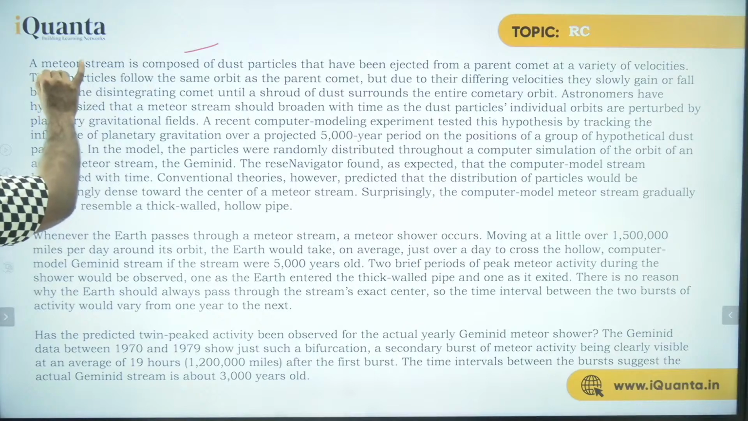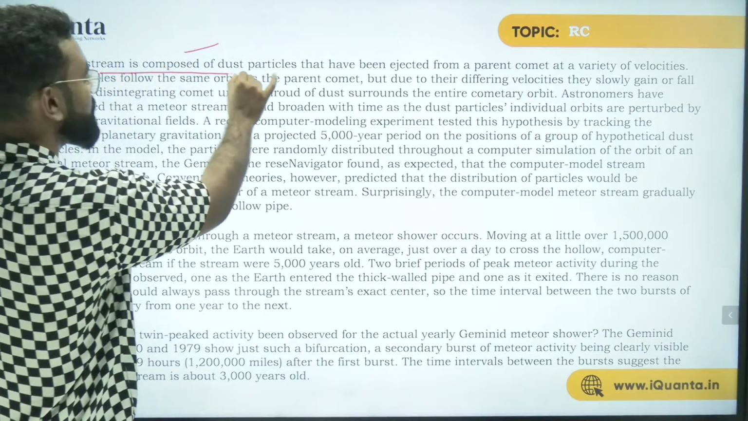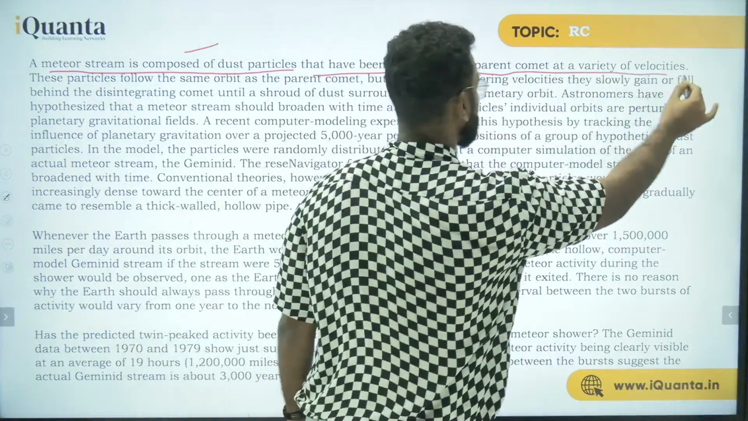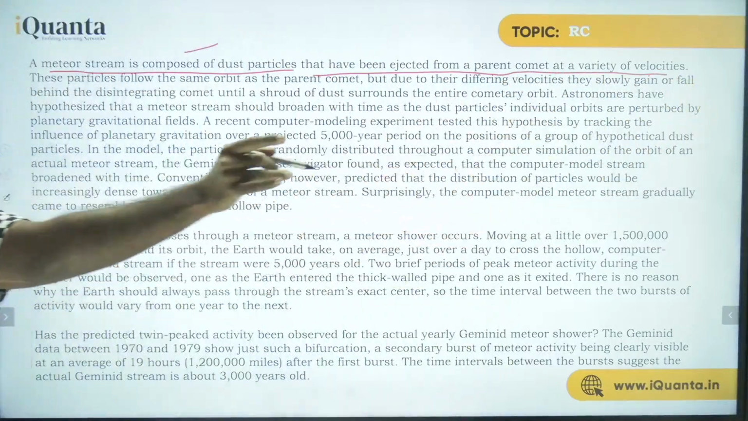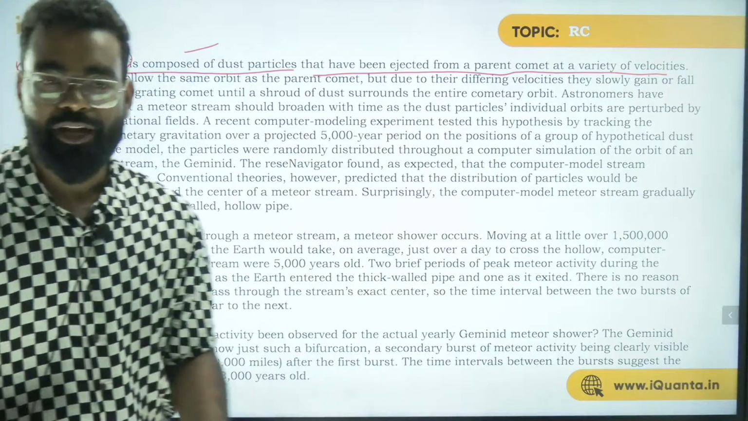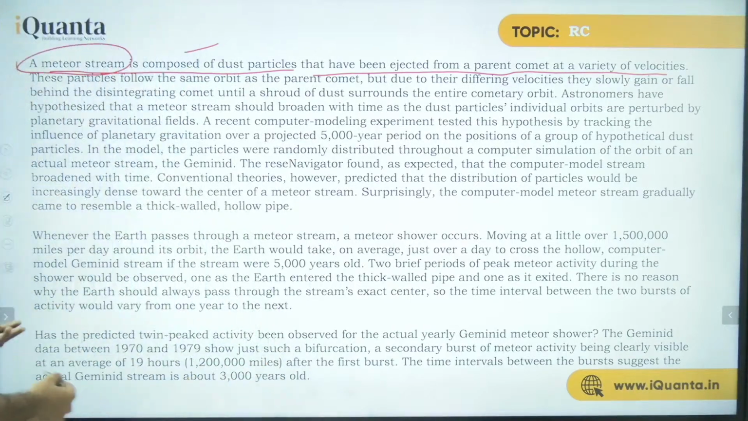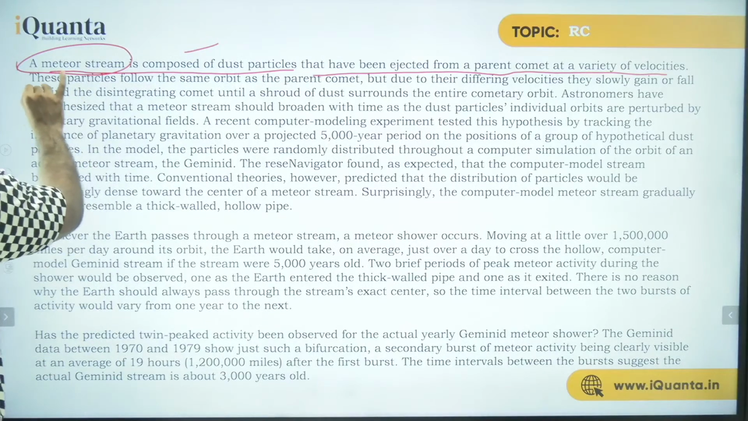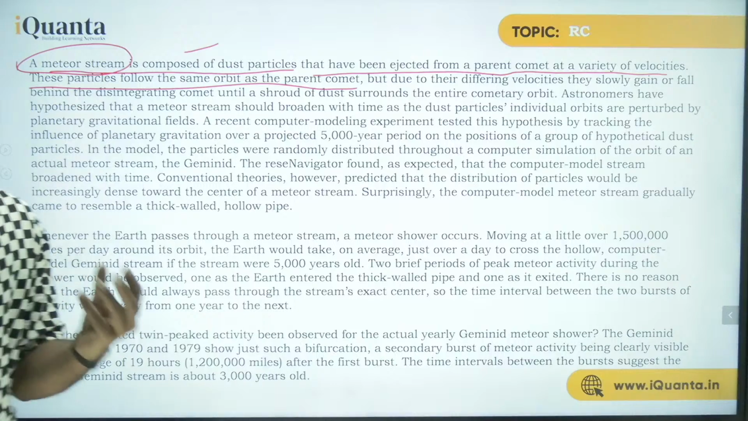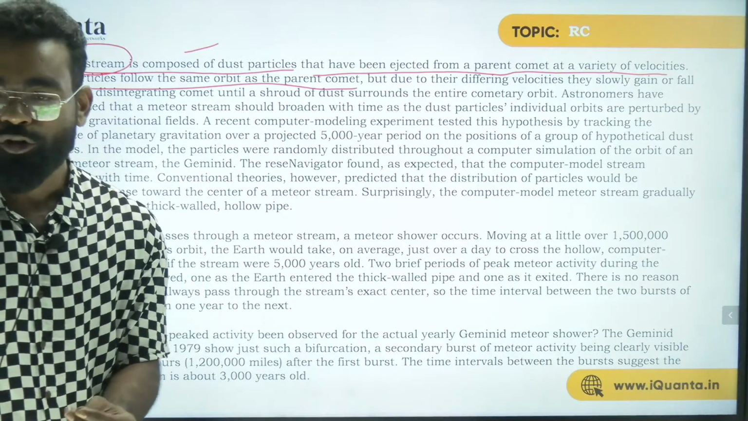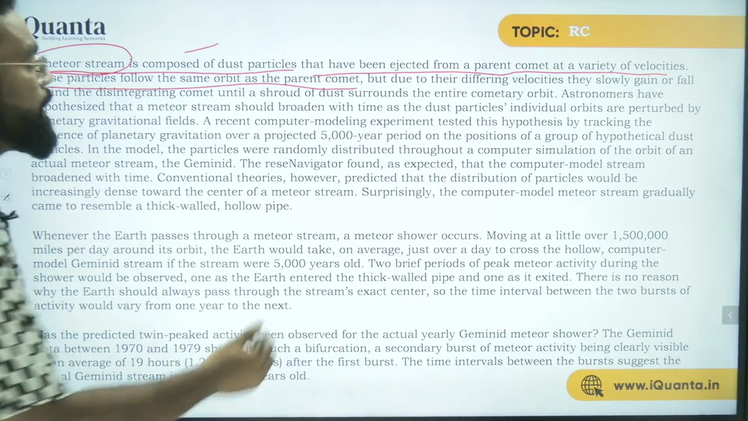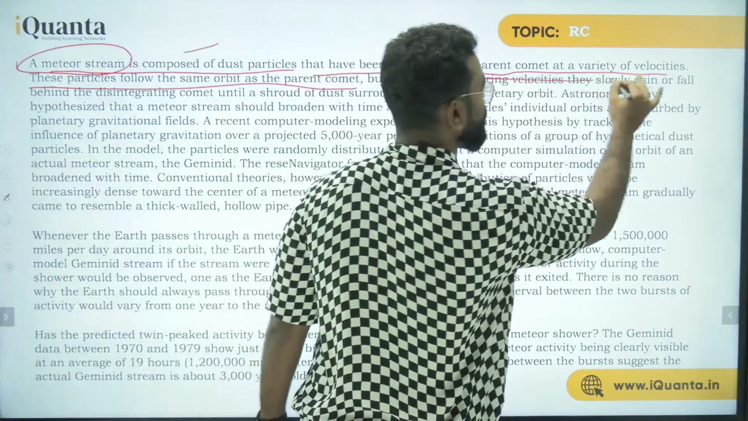So whenever we are reading this, a meteor stream is composed of dust particles, that's fine, that have been ejected from a parent comet at a variety of velocities. That's fine. Think about what a meteor stream is. So we are basically defining meteor stream, right? The first thing we are defining is the meteor stream. The next thing is these particles follow the same orbit as the parent comet. So what does it mean? If we have a lot of small particles, all of these are following the same parent comet, but due to the differing, I don't need to know why.